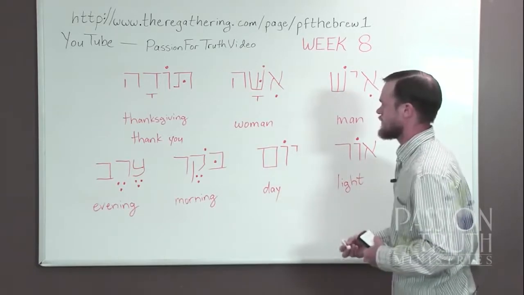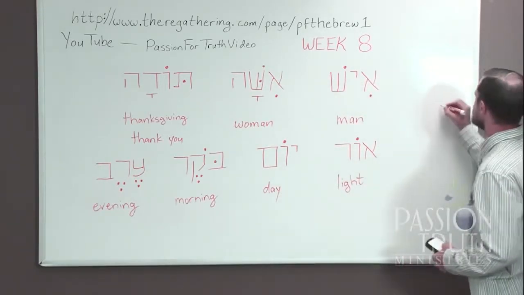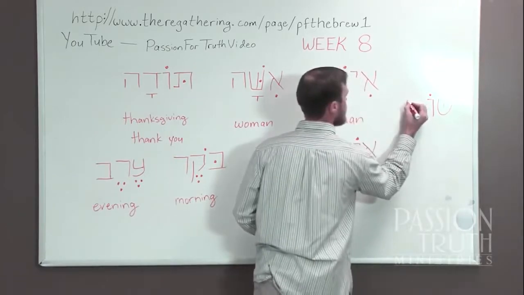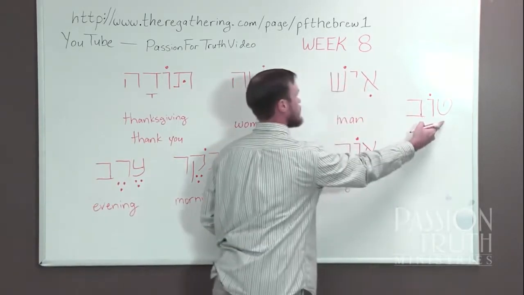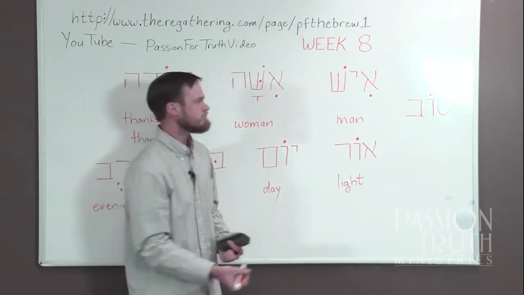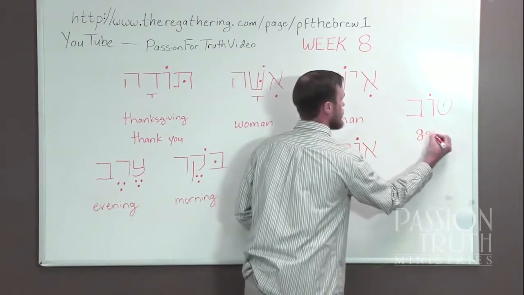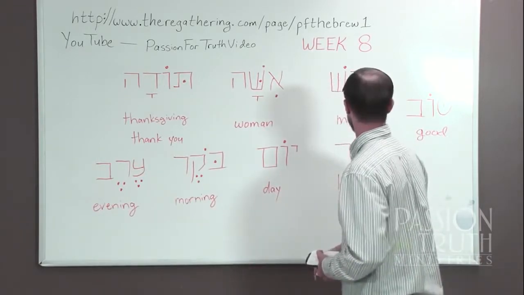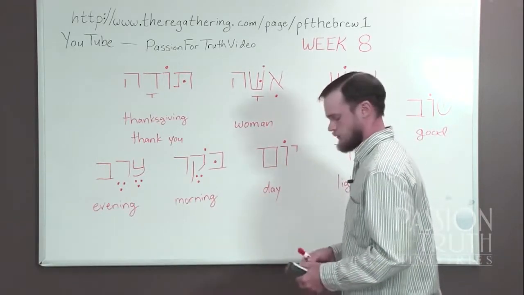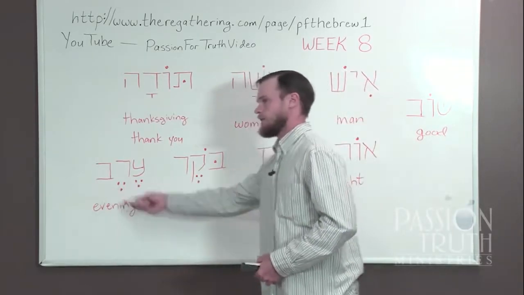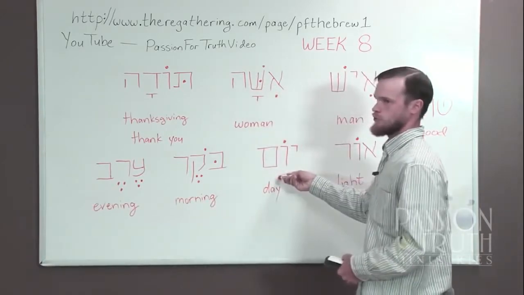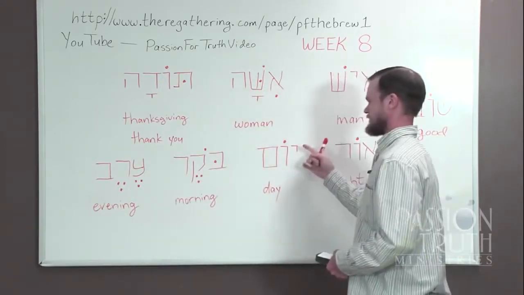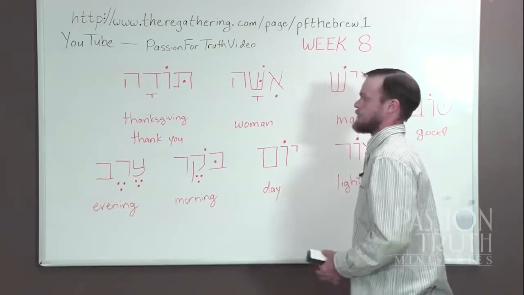And then the adjective I've been using with all of these, tov, is spelled tet, vav with cholam, and then a beit with no dagesh. So tov. Tov means good. So the phrase you'll find in Genesis 1, it was evening and it was morning, first day, second day, third day, etc. That's erev, followed by boker, composing a yom.